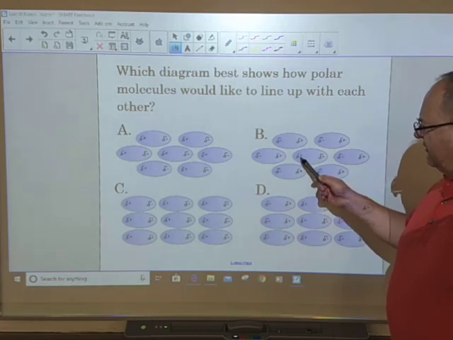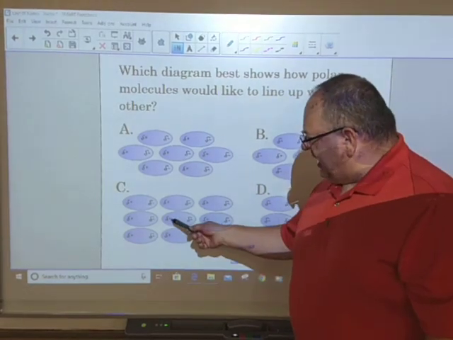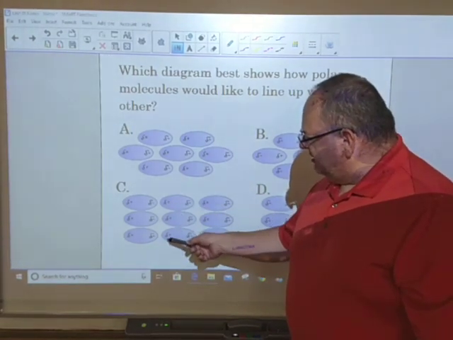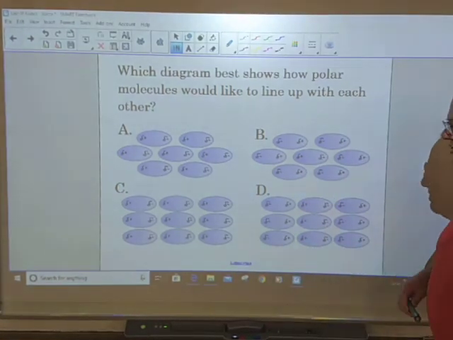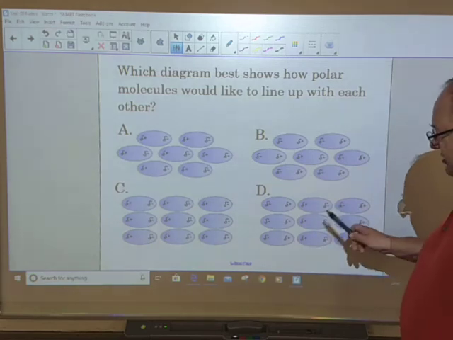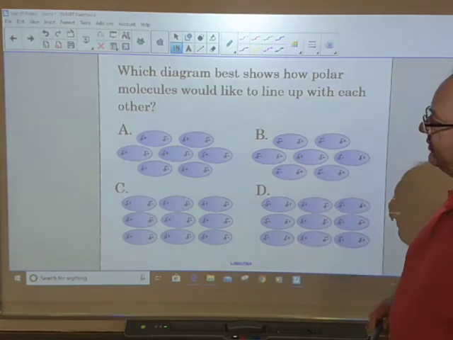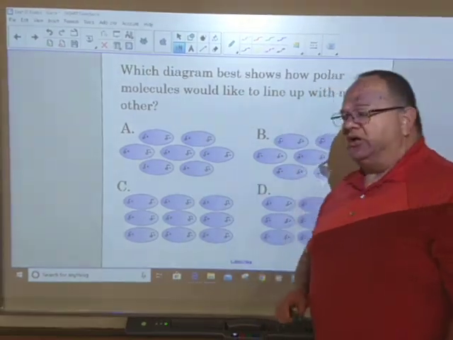All these others have at least one area where there's a problem. Like right here, it's next to positive ends, there and there. It doesn't like the positive ends. So the other ones all have some problems. This one has some really major problems. That would fly apart in a hurry. Okay, but A shows the best packing arrangement of charges.